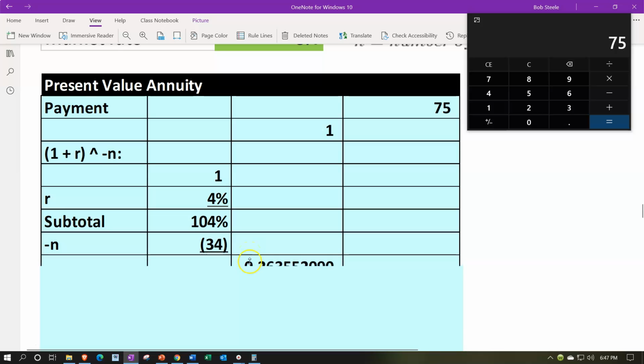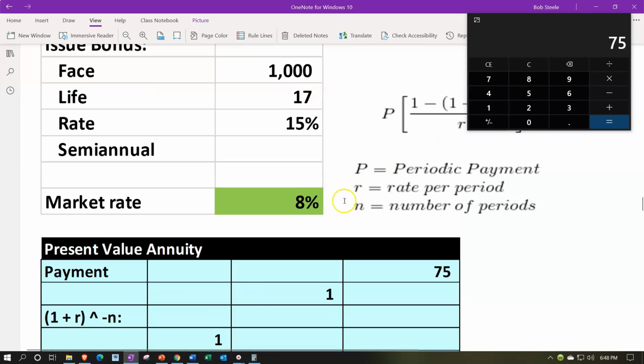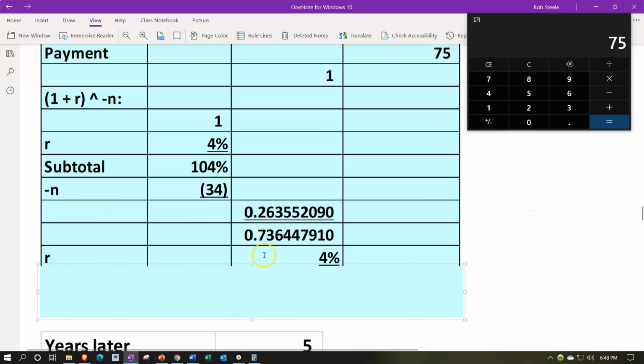So 104% to the negative 34 periods gives us 0.263552090. And then 1 minus 0.263552090 gives us 0.73644791. That's the numerator. The denominator then is R, the market rate divided by 2, 4%.